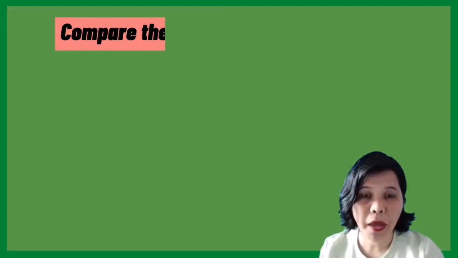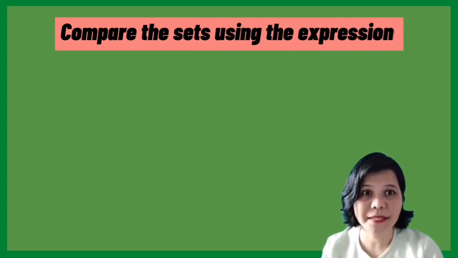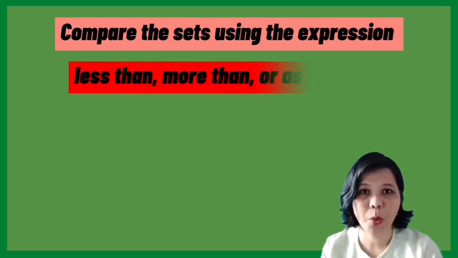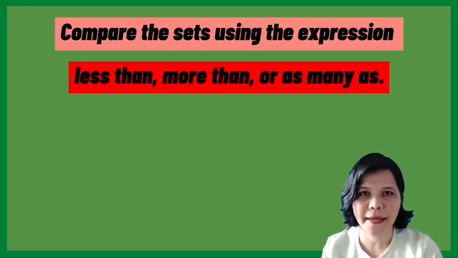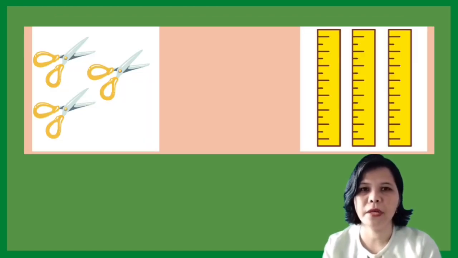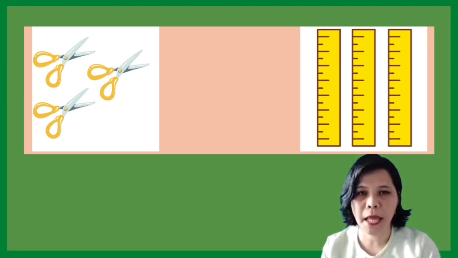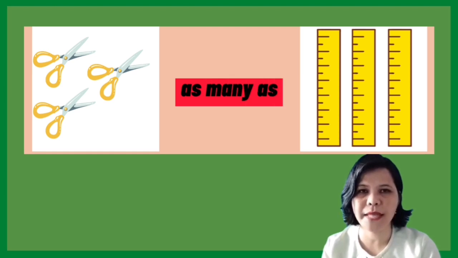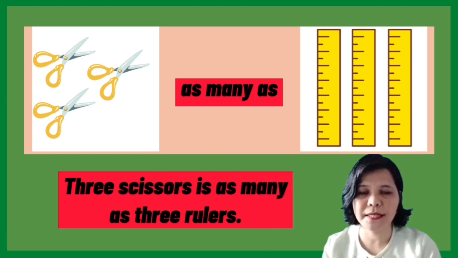We are going to compare the sets of objects using the expressions less than, more than, and as many as. Write your answer inside the box. I have here 3 scissors and 3 rollers. Both sets have the same quantity. So what expression are we going to use? Yes, we use as many as. So therefore, 3 scissors is as many as 3 rollers.